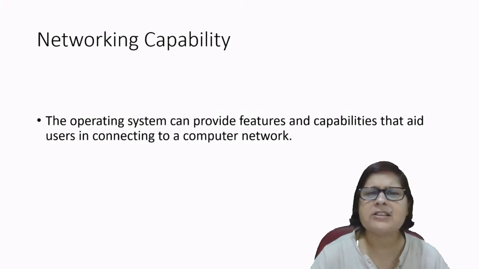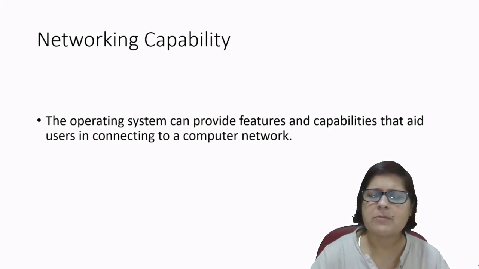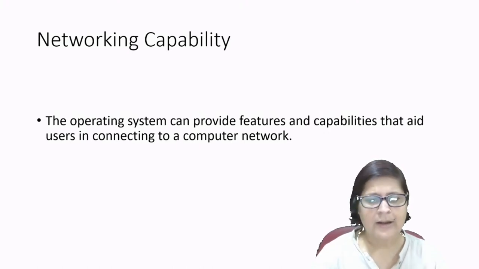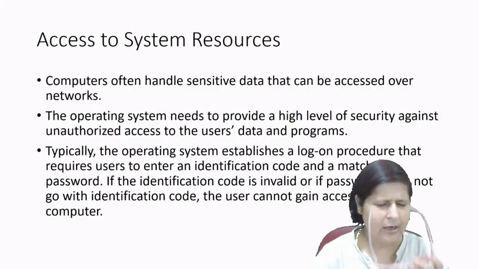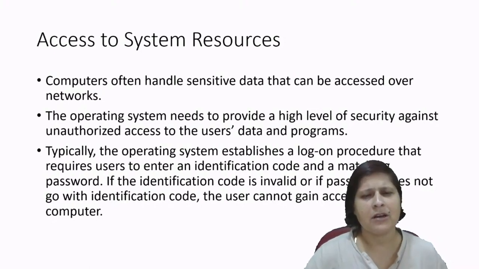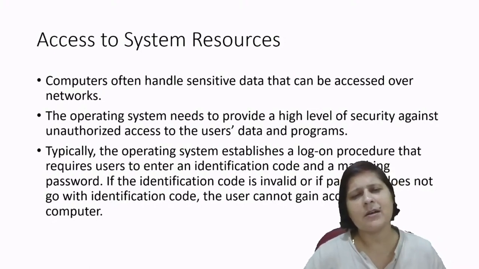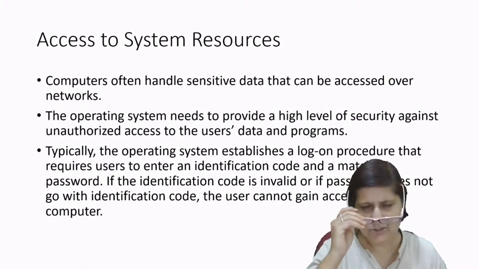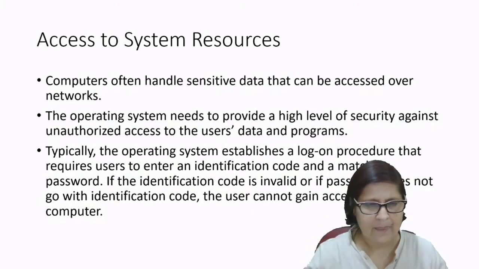Networking capabilities. The next function of the operating system is networking capabilities. The operating system can provide the features and capabilities that aid users in connecting to a computer network. That is, with the help of this you can connect to the computer network. What is a computer network? A collection or logical arrangement of computers in a particular order is known as a computer network. It should be a logical order or a particular system, known as the network.